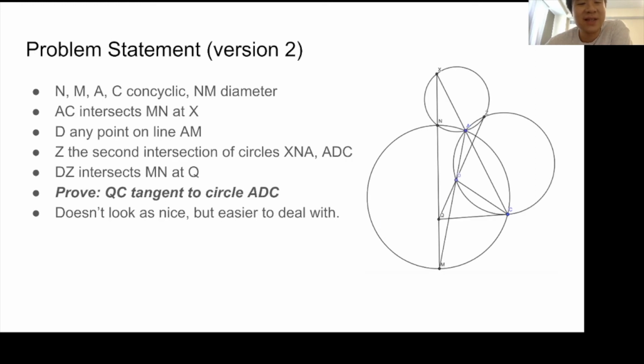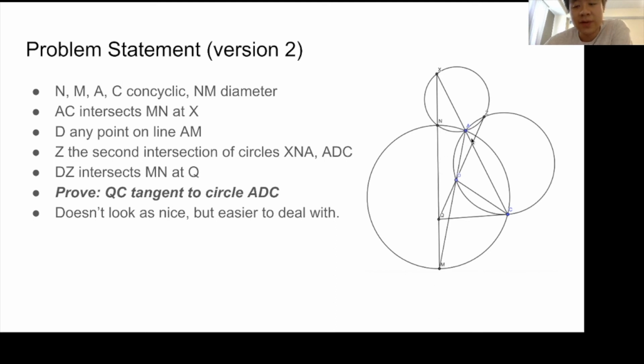and now our problem statement turns into something that is completely different. So how does it differ? Recall that we have this line AD, which is the angle bisector of BAC, but it doesn't matter anymore because we got rid of B, so now it's simply a line AD. Now we also want to define the other points C, M, and N, such that these four points N, M, A, C are all on the same circle, and MN is the diameter.